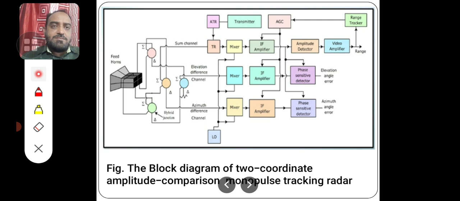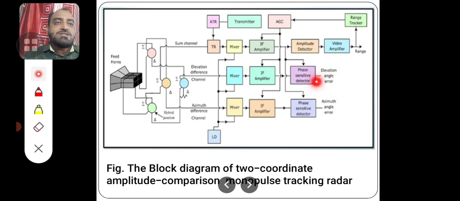Similar to the previous block diagram, it also has the same setup: mixer, IF amplifier followed by an amplitude detector which will detect the range, and here also after the mixer the local oscillator supplies frequency to all the three. Because this is a two-dimensional detector, it will have two difference channels. In one channel you will get mixer, IF amplifier and phase sensitive detector. The output of the first phase sensitive detector will be elevation angle, and the output of the second phase sensitive detector will be azimuth angle. And all these three IF amplifiers are connected to the automatic gain control.